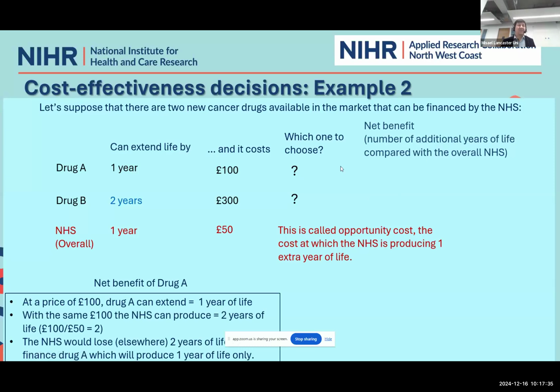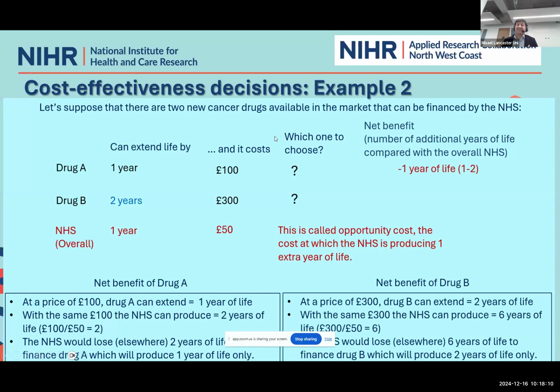At a price of £100, drug A can extend life by 1 year. But with the same £100, the NHS could produce 2 years of life. It's 100 divided by 50. Which means the NHS will lose 2 years of life elsewhere in the system in order to finance drug A, which will only add 1 year of life. Then the net benefit will be negative, minus 1 year of life.